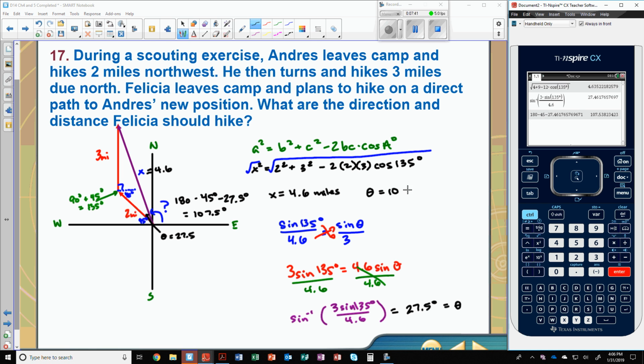Felicia would need to walk 4.6 miles at 107.5 degrees.